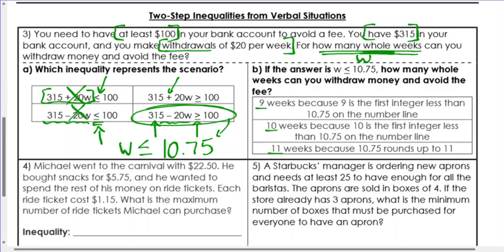Well, it's saying W has to be less than or equal to 10.75. So 9 would work. That's less than 10.75. But it's not the first integer less than 10.75. Really, 10 is. So that second option has to be right. It's less than 10.75, but it's still a whole number. 11 is too much. Yeah, I mean, 10.75 does round up to 11, but we can't afford the 11th week. We would go below that $100.